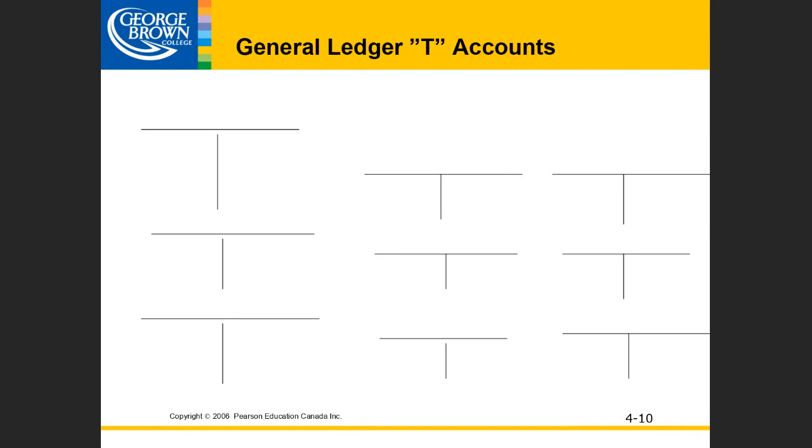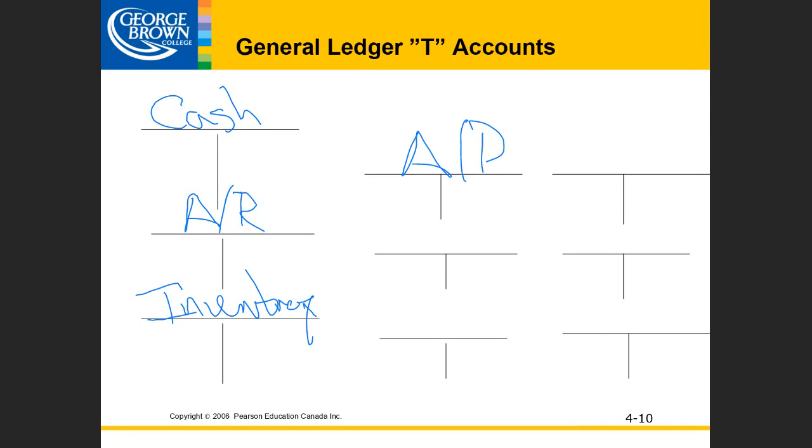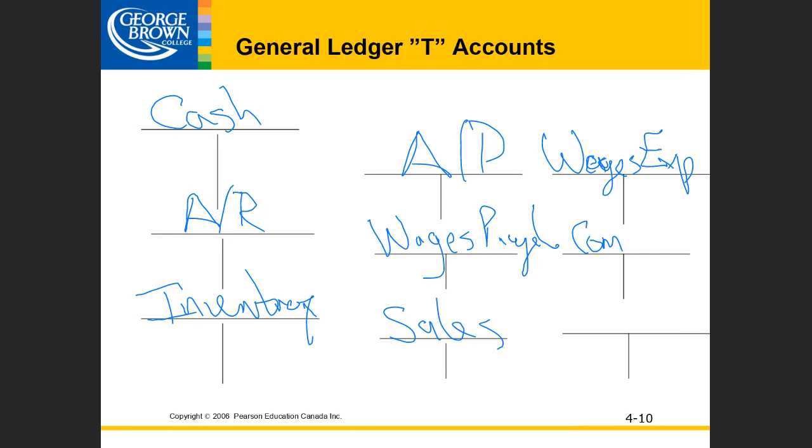Each T account is a separate account. So let's say this one was cash. This could be accounts receivable. This could be inventories or food inventory. This could be accounts payable. This could be wages payable. This could be sales. This could be wages expense. This could be common stock. And this could be, I don't know, retained earnings. So it has all of your accounts that you use in your accounting system in the ledger.